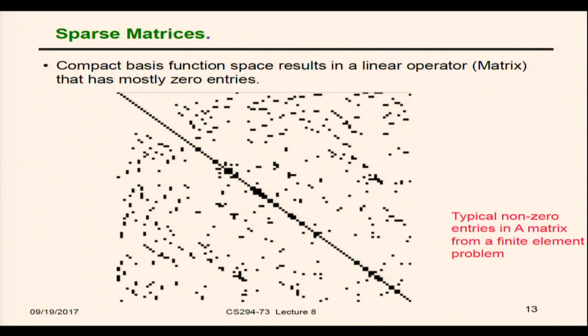The compact basis functions, which are what you're using, are going to lead to a linear operator matrix that has mostly zero entries. This is kind of a crazy mostly zero entry matrix. The ones we're going to use are not quite so crazy, but they're still general sparse matrices. So how do we manipulate things? So what do we need to do?